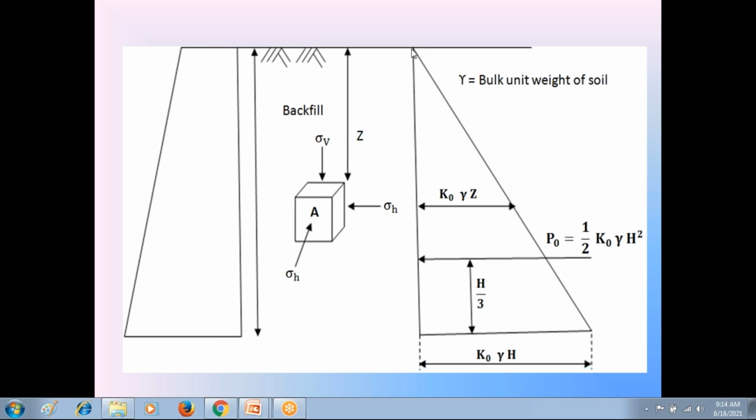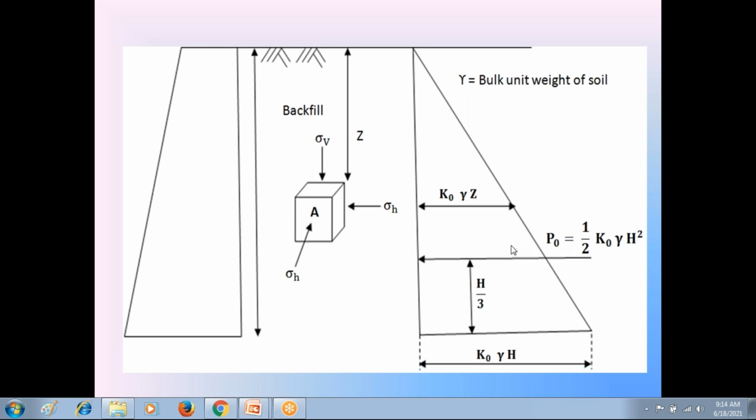So at the top, Z is equal to 0, sigma h is 0. At the bottom, Z is equal to H, so sigma h is equal to K naught into gamma into H. According to this equation, the variation is a linear variation, so you will get the triangular distribution. The area of this triangle is the total horizontal earth force acting on the retaining wall, that is P naught. The area of this triangle is half into the height of the triangle, which is H, into the base of the triangle, which is K naught into gamma H.